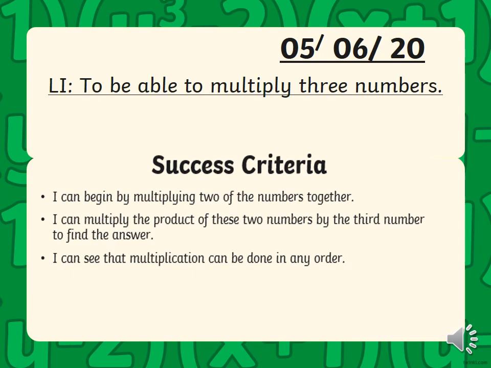So today we're going to be able to multiply 3 numbers together. So you write the date and learning intention, and your success criteria is to be able to begin multiplying 2 of these numbers together, multiply the product of these 2 numbers by the third number to find the answer, and I can see that multiplication can be done in any order.